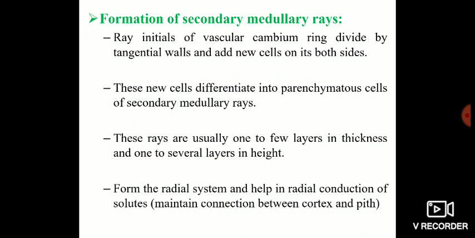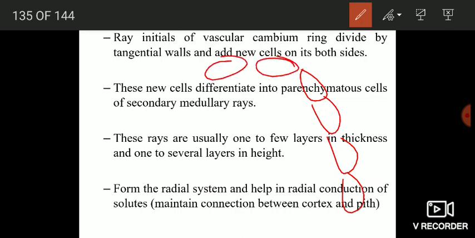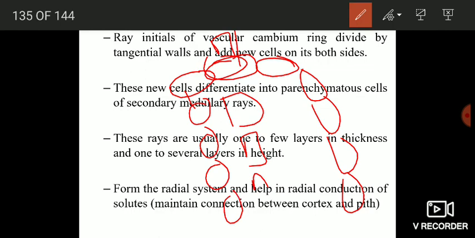The ray initials of vascular cambium ring divide by tangential walls just like fusiform initials and add more cells on both its sides. यहाँ पे ये vascular cambium है, okay? अब मान लीजिए ये वाली सेल जो है ये फ्यूजिफॉर्म इनिशियल है, इसने अंदर की तरफ सेकेंडरी जाइलम बनाया और बाहर की तरफ सेकेंडरी फ्लोएम बनाया, ओके। ये वाली सेल जो है it will not result in the formation of secondary xylem and phloem; instead it will result in the formation of parenchymatous cells which are radially elongated a bit, and it will result in the formation of secondary medullary rays, okay.